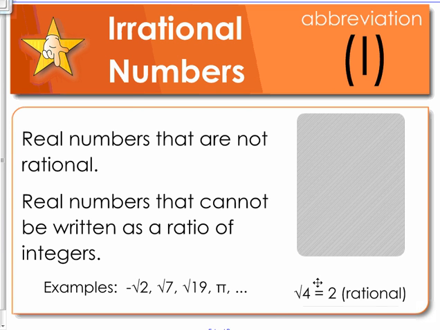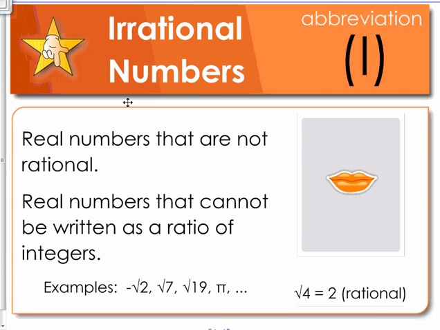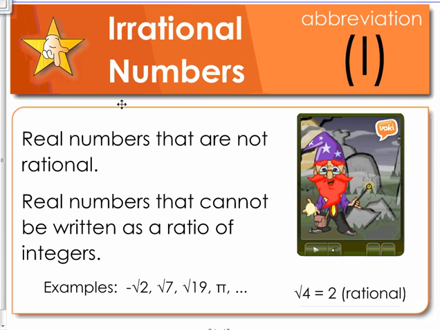All right, so this brings us to irrational numbers. So we talked about everything that has to do with rational numbers, which are the integers, whole numbers, natural numbers. On the other side of our concept map, if you remember, there was a section that was on its own called irrational numbers. And irrational numbers are real numbers that are not rational. Makes sense. Real numbers that cannot be written as a ratio of integers.